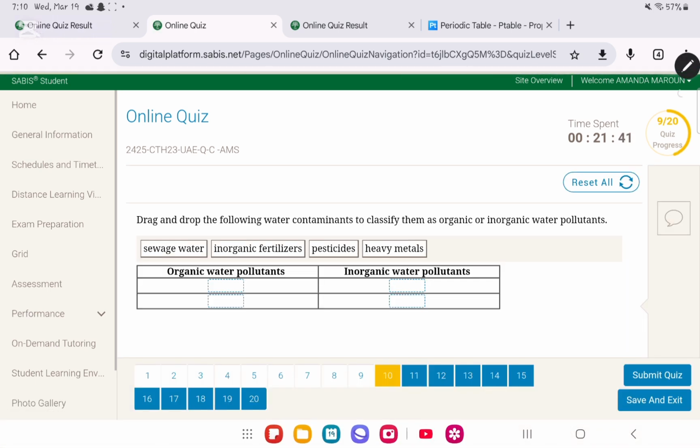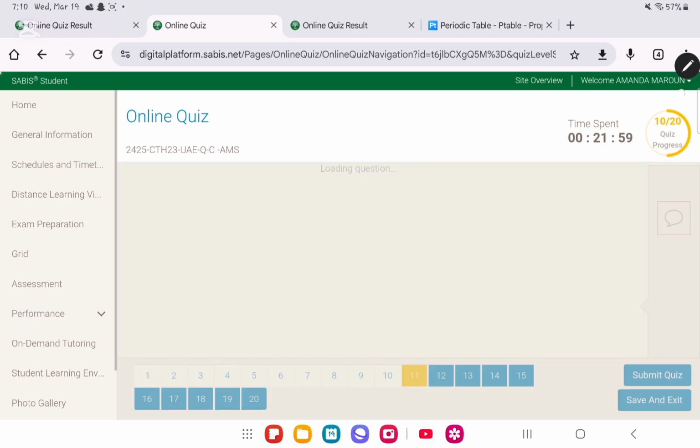I skipped a question. We move on to question number 10 here. This is very simple. Organic water pollutants are sewage water and pesticides. Inorganic water pollutants are heavy metals and inorganic fertilizers. Okay, we move on to question number 11.